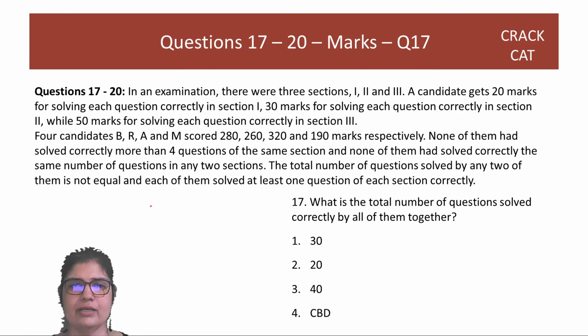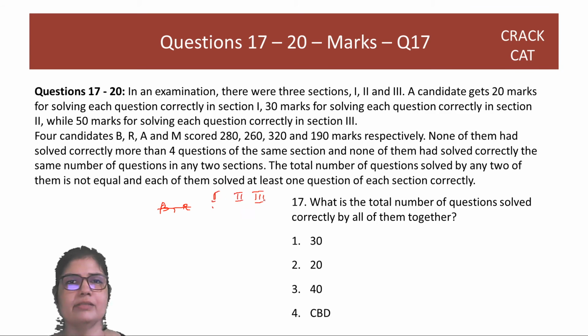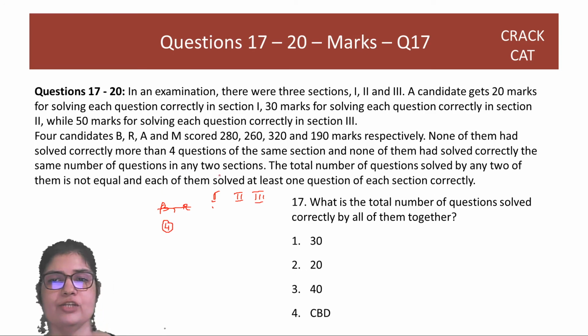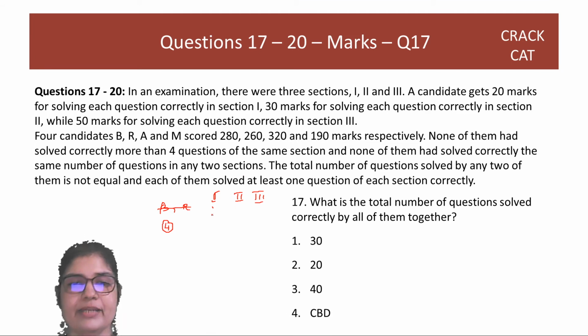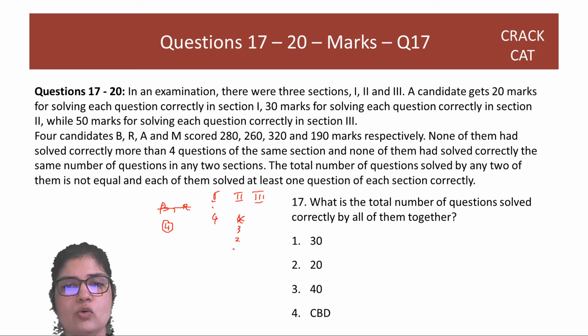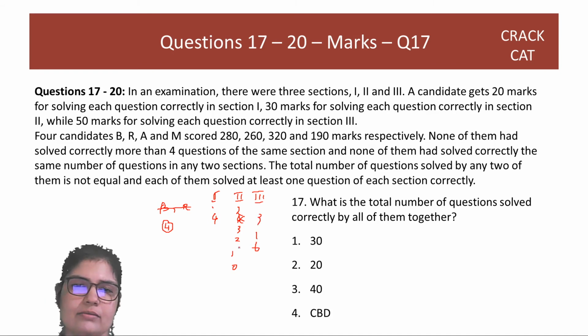So let's understand what this means. See, each of these guys, whether it is B or R, whoever, they are taking 3 sections. Think of it as Maths, DI and Verbal, 3 sections. In any section they are not getting 5 questions right either. The maximum number of questions that they are getting right is 4. And the number of questions in any 2 sections is not the same. So if they got 4 right here, then here it cannot be 4. It will be 3, 2, 1, 0. And similarly, if here we put 2, then here you can only get 3, 1 or 0. This is what it means.